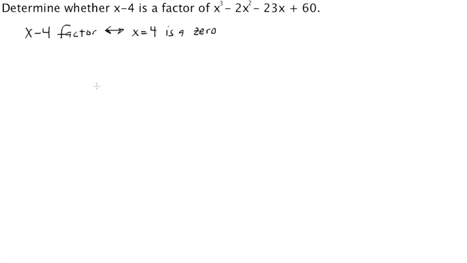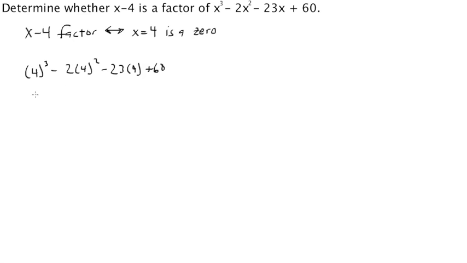Now, depending on personal preference, and sometimes depending on the problem, you've got two different ways you can approach this. The first, and in my opinion the easier way, is to just plug in x equals 4 and see if you get a 0 back. So 4 cubed minus 2 times 4 squared minus 23 times 4 plus 60.